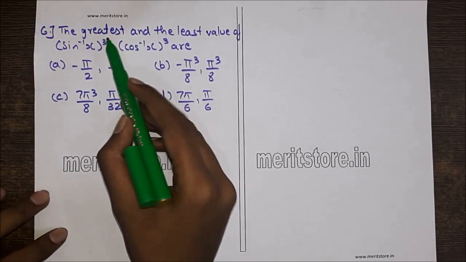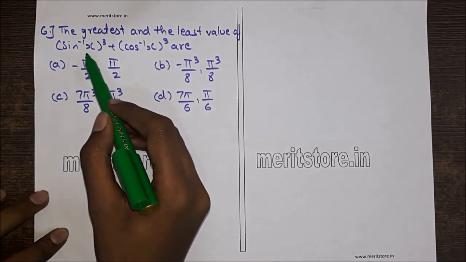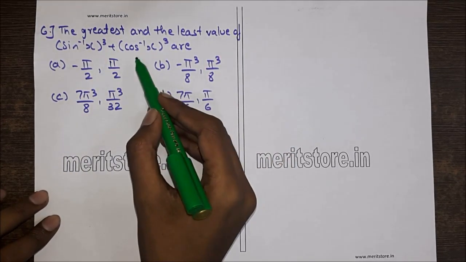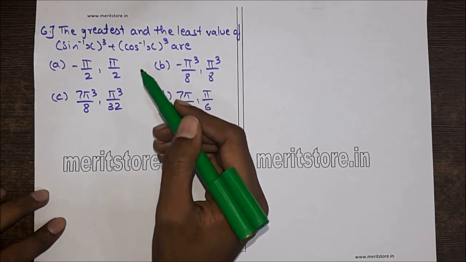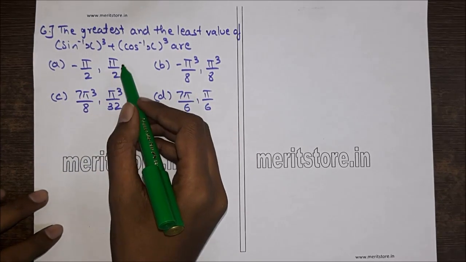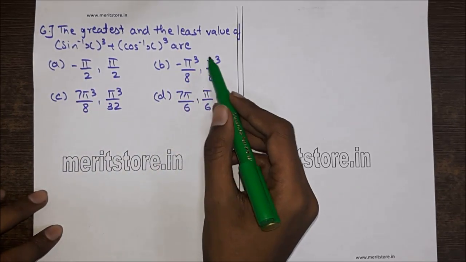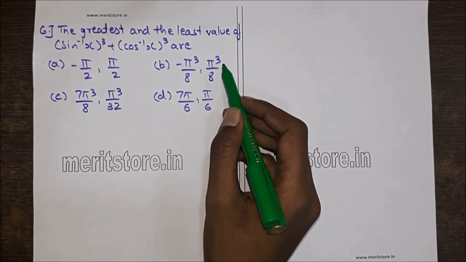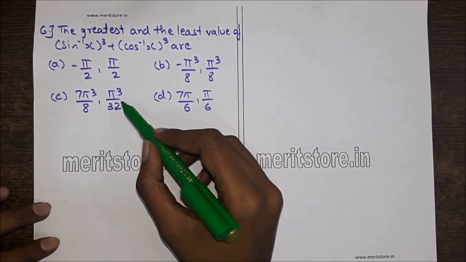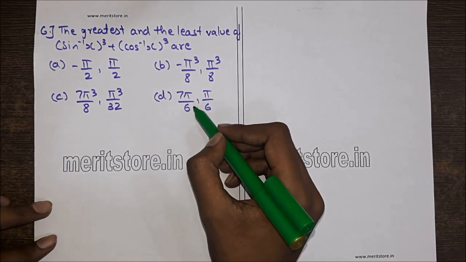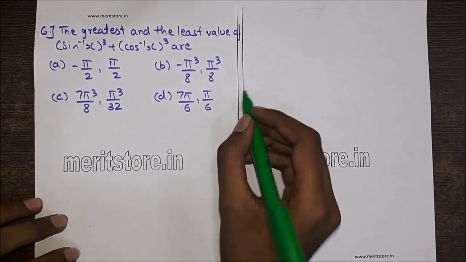We are supposed to find the greatest and the least value of (sine inverse of x) the whole cube plus (cos inverse of x) the whole cube. The options are minus pi by 2 comma pi by 2, minus pi cube by 8 comma pi cube by 8, 7 pi cube by 8 comma pi cube by 32, and 7 pi by 6 comma pi by 6.